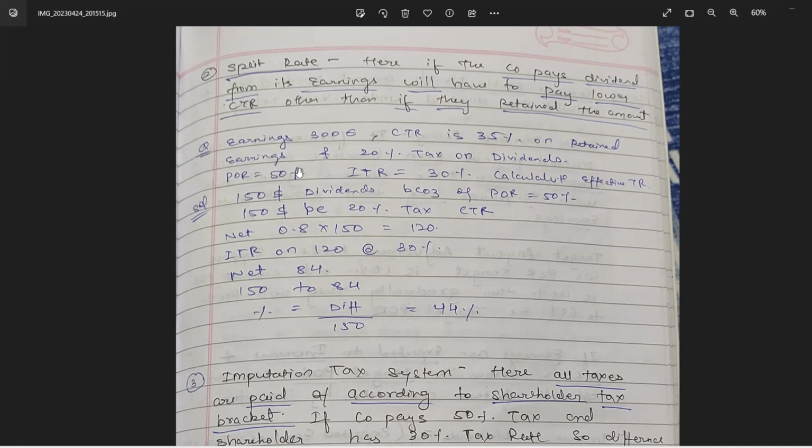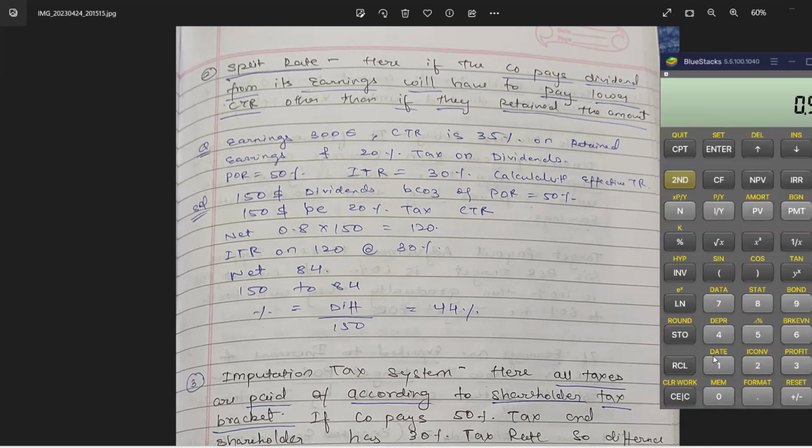So 150 will be given as dividends. Here we have to calculate the effective tax rate that has been borne by the investors. The 150 that has been retained, that tax won't come into this sum. So let's first calculate: 50% of 300 is 150.